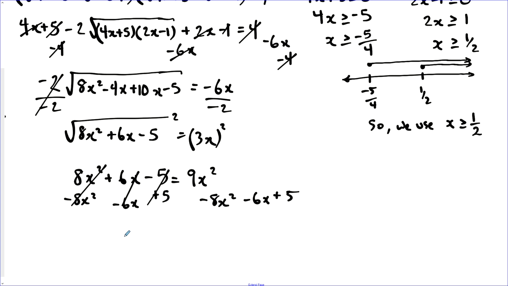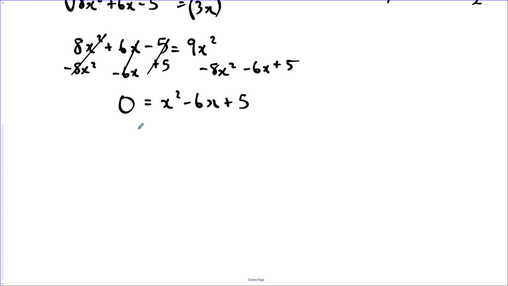Nothing's left on the left side, so 0 equals x squared minus 6x plus 5. And now we just have a quadratic to solve. You can use any method you want. Looks like we can factor this one. x minus 5 and x minus 1. So x would be 1 and 5.